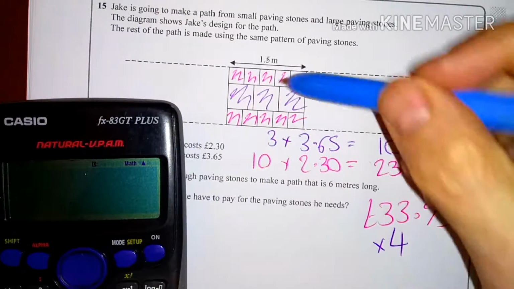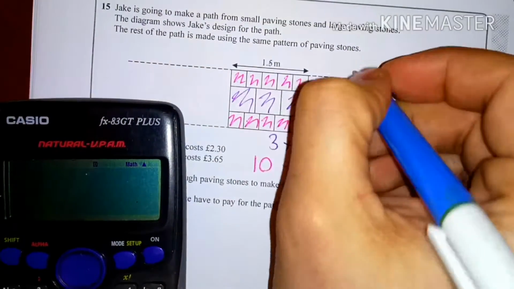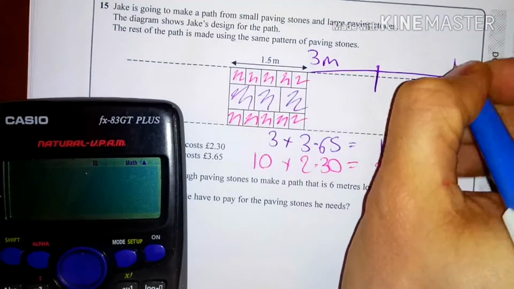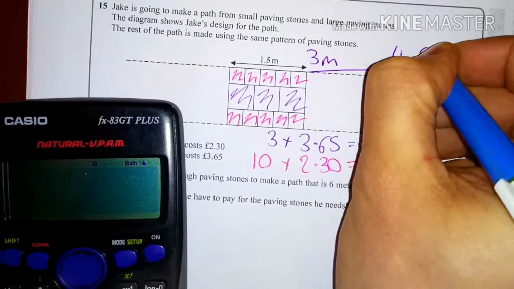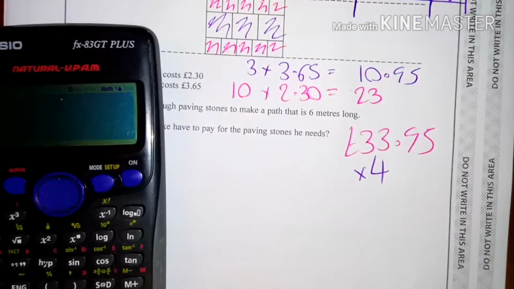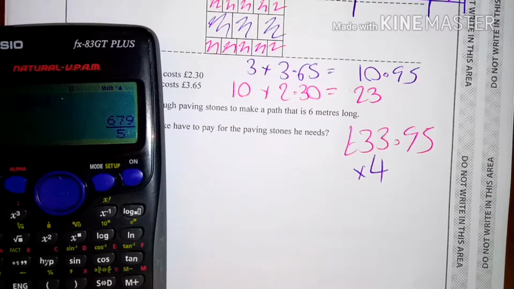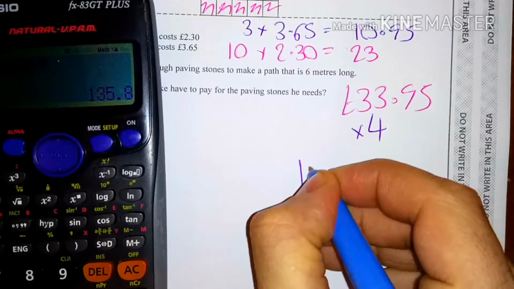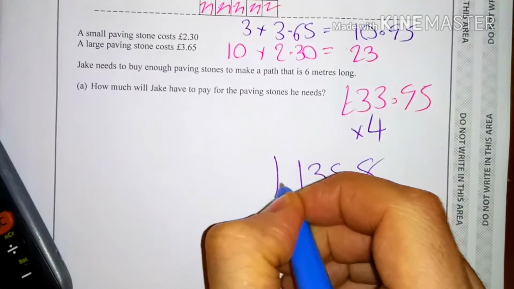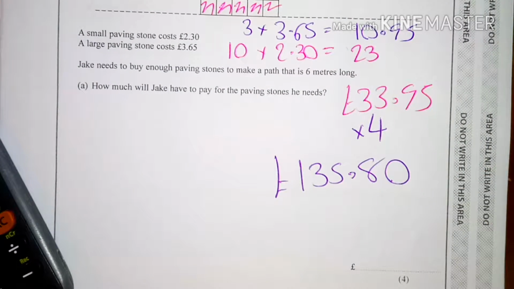If you don't believe me, try and work it out logically. 1.5, then another set would make it 3 metres. Then another set would make it 4.5. And another set would make it your 6. Anyway, 33.95 times 4 will equal 135.8. It's going to be in pounds, and because it's in pounds, we have to put our 0.